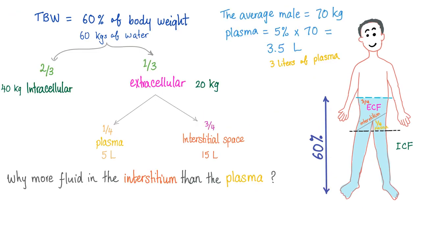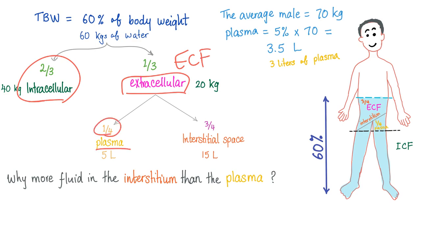Let's dive deeper. 60% of body weight is water. 2/3 in the intracellular, 1/3 in the extracellular. You have more water in the intracellular because you're not a sponge. Now let's go to the extracellular fluid. 1/4 is in the plasma. The majority of the extracellular fluid is in the interstitial space.